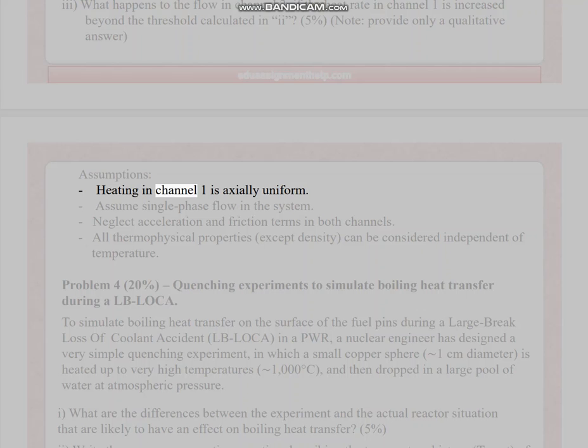Assumptions: heating in channel 1 is axially uniform. Assume single-phase flow in the system. Neglect acceleration and friction terms in both channels. All thermophysical properties, except density, can be considered independent of temperature.